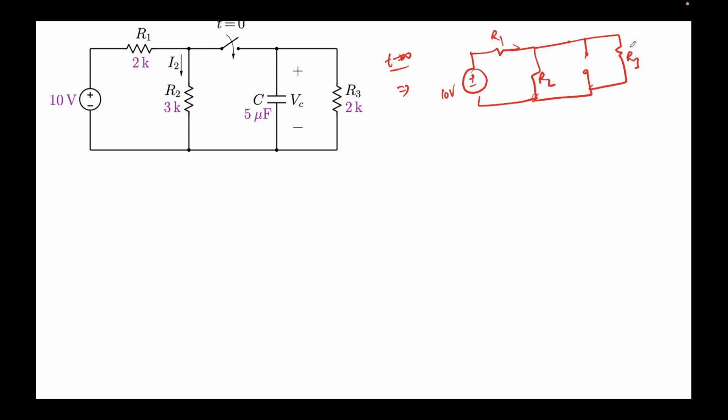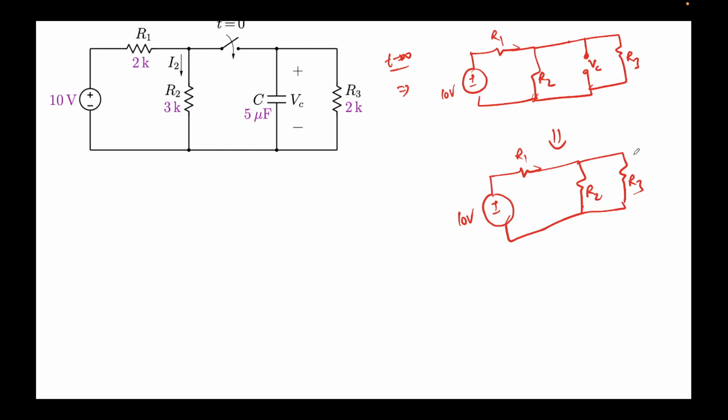right? No current will flow here, and this will become R3, right? So now we are required to find this voltage VC. Kindly note that. I'll redraw this circuit: 10 volts, R1, R2, R3. I did nothing but bring R3 to this side, and this is nothing but your VC, right?